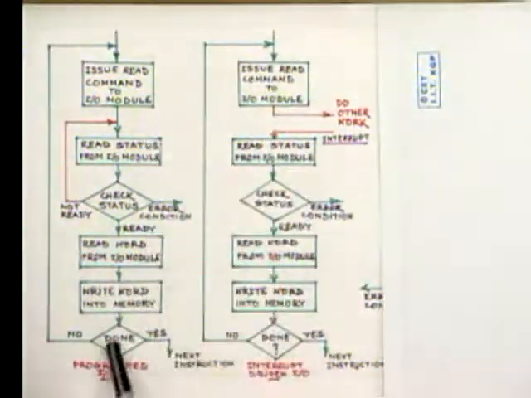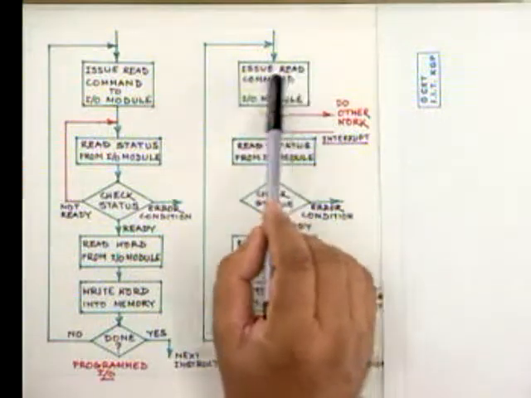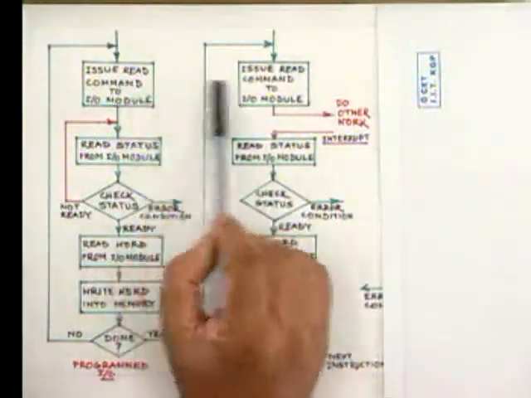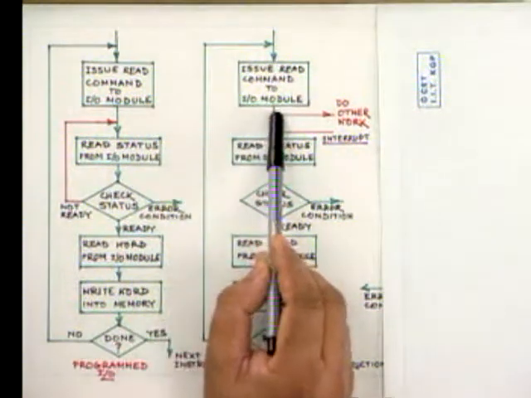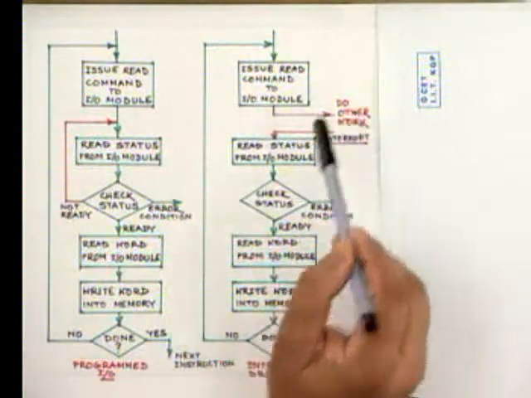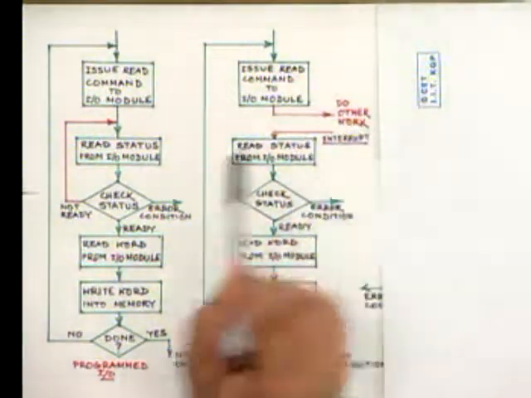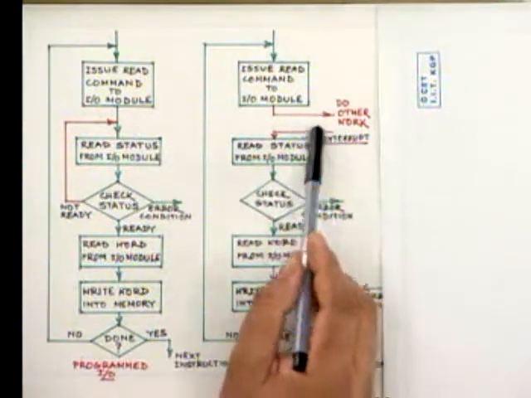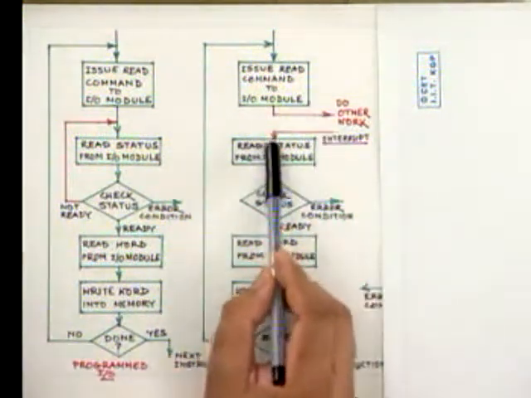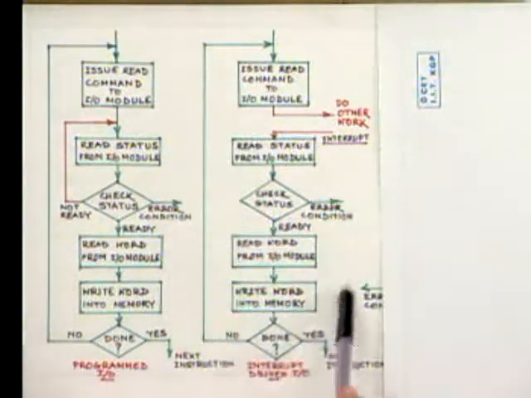the difference between this programmed I/O and what we call interrupt driven I/O. What is done is that the issue read command to the I/O module remains the same as it is over here. And after issuing the read command, the CPU breaks from here and starts doing some other work. On getting a hardware interrupt, the CPU comes back into this program portion. This is called the interrupt handler now.